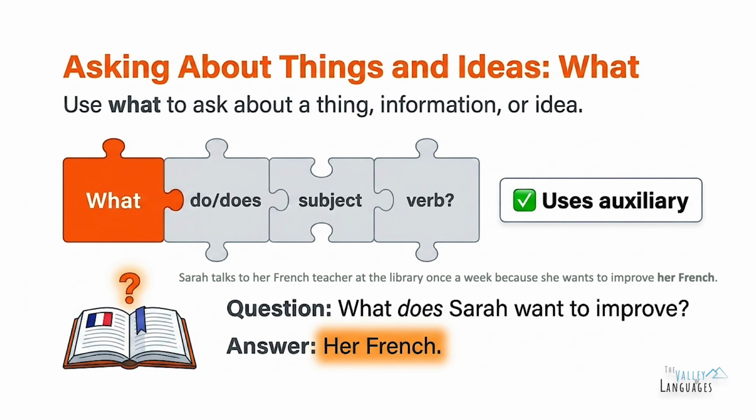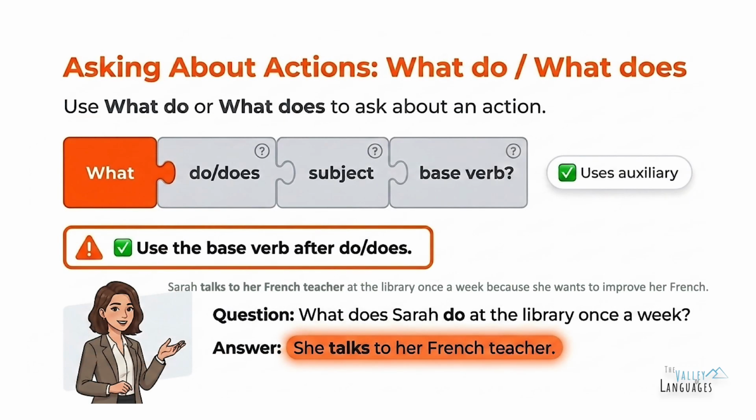Back to Sarah's story. If we want to know about her main goal, we ask, what does Sarah want to improve? We snap in our does auxiliary and boom, we get our noun answer, her French. But wait, what if we aren't looking for a thing? What if we want to ask about an entire activity or action? We'll still use what, but the puzzle shifts a little.